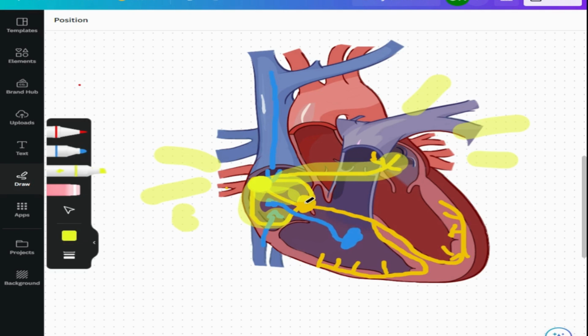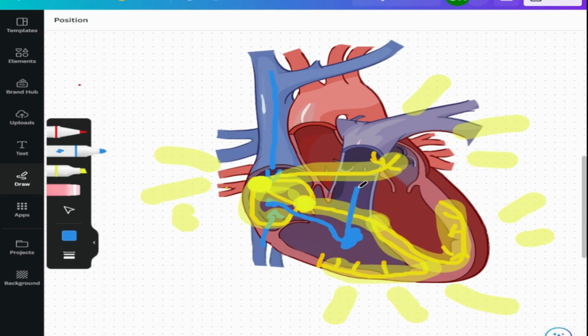Then the AV node is going to receive a signal, and it will be sent down the bundle of His to the right and left branches, all the way to the Purkinje fibers, where that signal will now tell the bottom half of the heart to contract. And this will push the deoxygenated blood all the way up to the pulmonary artery and out into the lungs.